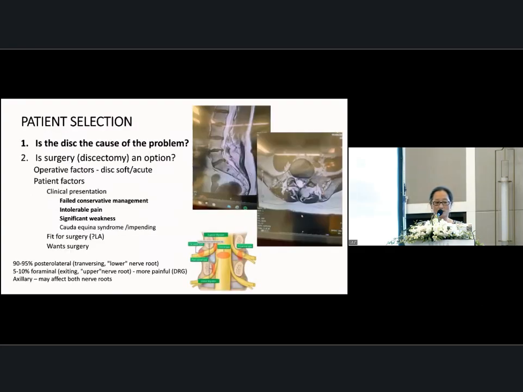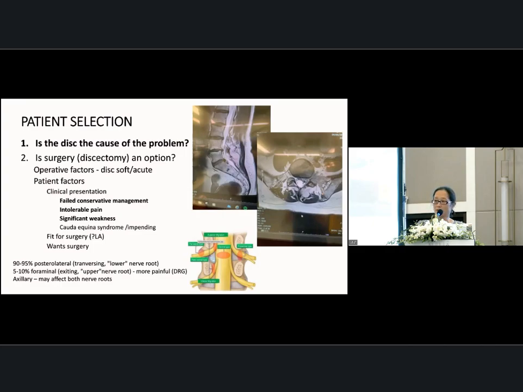So with the patient selection, this is the most important aspect to deciding to do surgery. First of all, with all spine, you've got to decide, is this disc prolapse the cause of the problem? There's no use operating if it's not. And if it is the problem, then is surgery via a discectomy an option? So there are operative factors such as, is the disc soft? Are you going to be able to take it out through this specific operation?